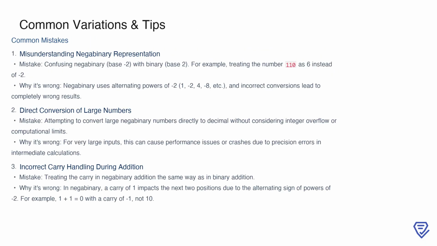Let's start by addressing some of the most common mistakes when working with Negabinary numbers. First, there's the misunderstanding of Negabinary representation itself. Unlike standard binary, which is base 2, Negabinary operates in base -2, meaning the powers alternate between positive and negative values, such as 1, -2, 4, -8, and so on. For example, the Negabinary number 110 doesn't equal 6 as it would in binary, instead, it represents -2. Misinterpreting this can lead to completely incorrect results.